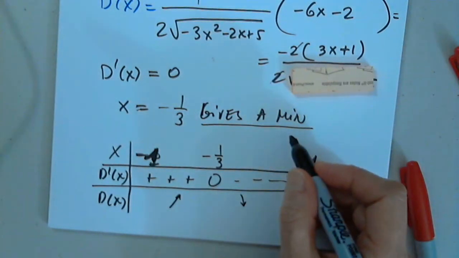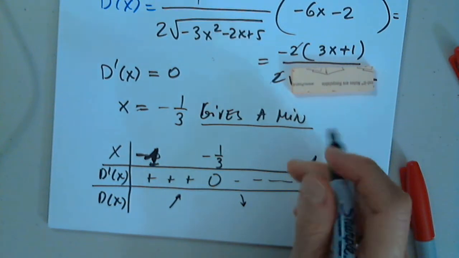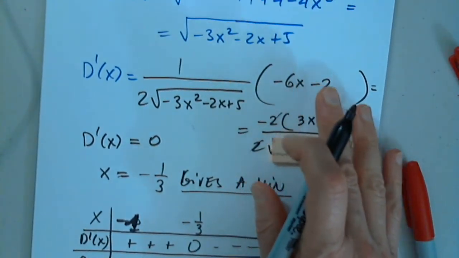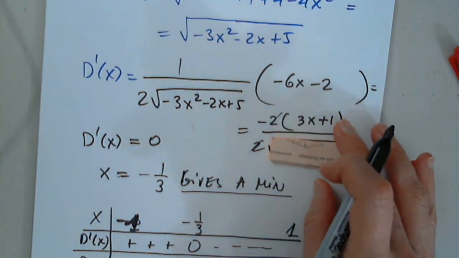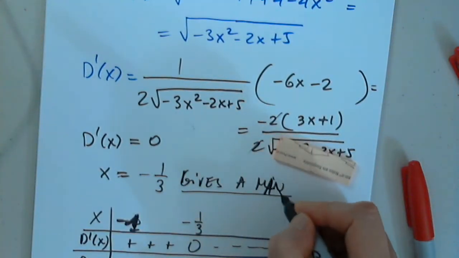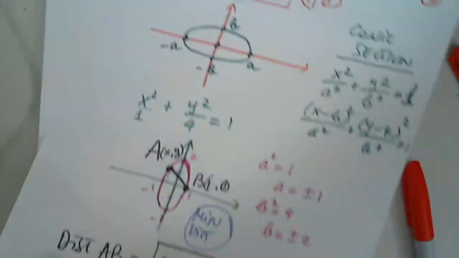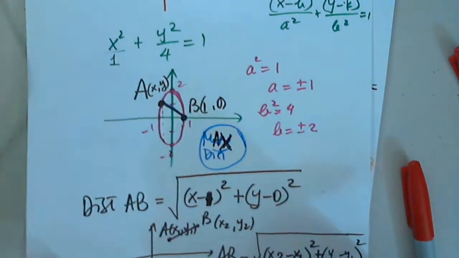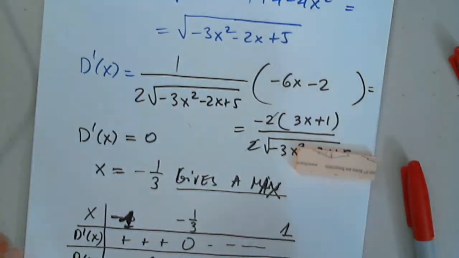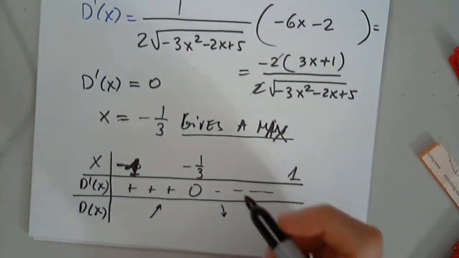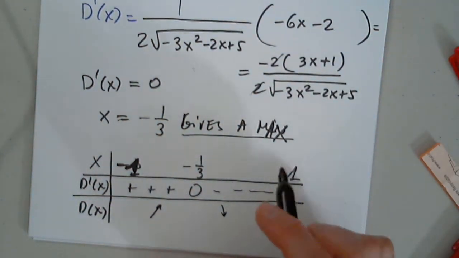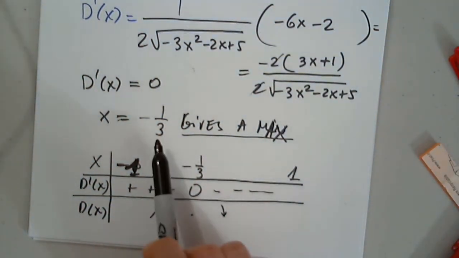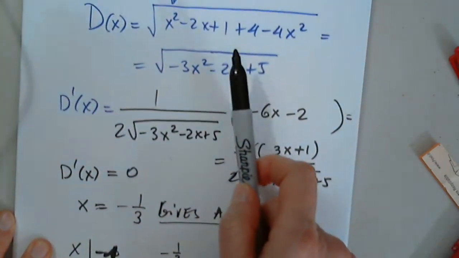Oh, we're asked to find the maximum. Furthest away. Maximum, sorry. So it's definitely a situation for a typical maximum. Good. So I can determine it. I can plug in negative 1/3 in the original function.